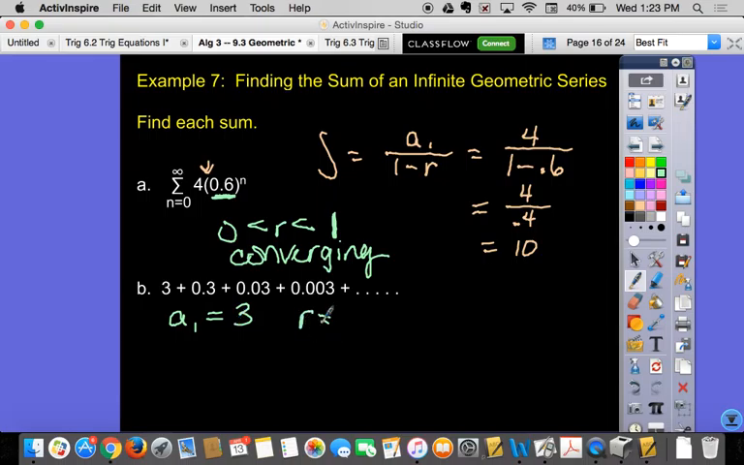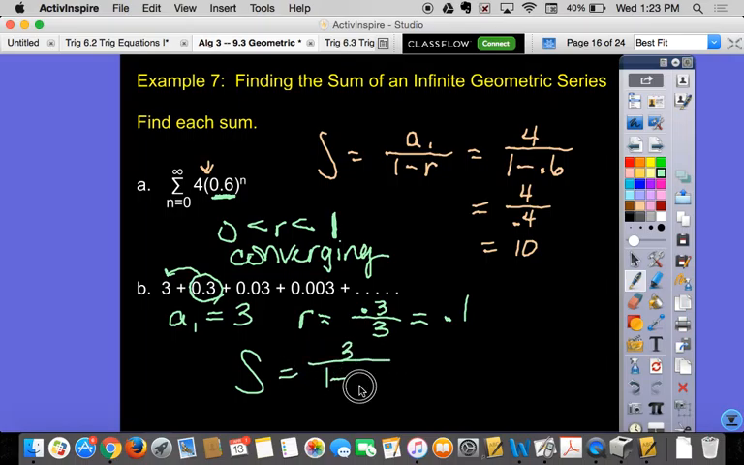Now, finding r, just remember how to do it. Take any term. I'm kind of lazy, so I take the second term and put it over the term in front of it. Reduce your fraction. When you reduce that fraction, it is 0.1. Now, it's formula time: 3 over 1 minus 0.1. When you work this out, you get 3.3 repeating forever. That's pretty much it.